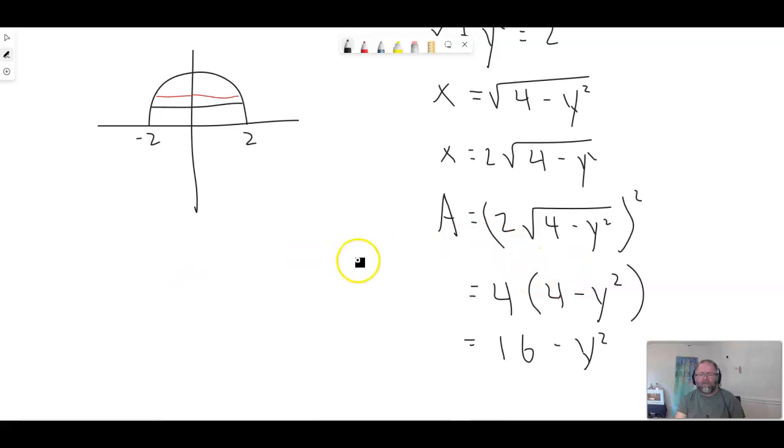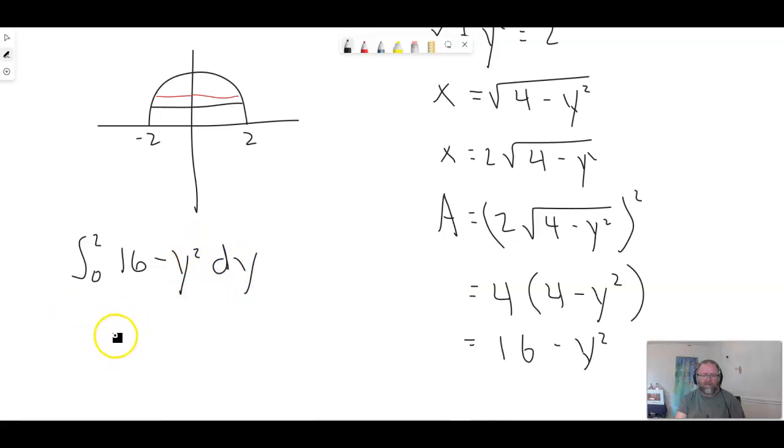And now we want to plug that into the volume. So we're going to have the integral. Remember, we're going along our y's because we're going up this semicircle. So we're going to go from 0 to 2. And we're going to have 16. This is the area of all of those squares that are parallel to the x-axis here. So 16 minus 4y squared dy. And this should give it to us.